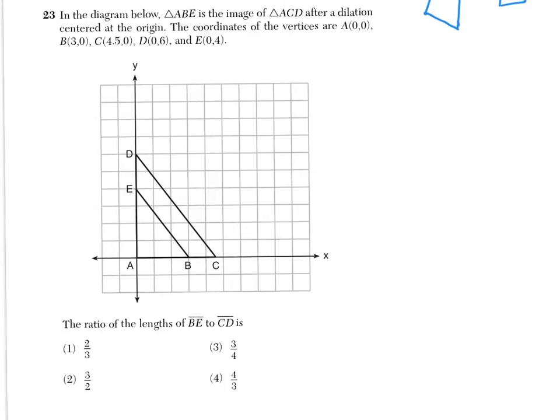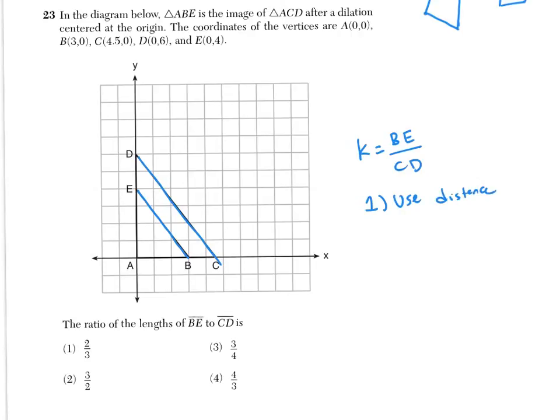Now, there's two ways to do this problem. We have BE and CD. All right, so we're just trying to get this ratio. It's basically your scale factor, BE over CD. Now, the number one way would be to use the distance formula.